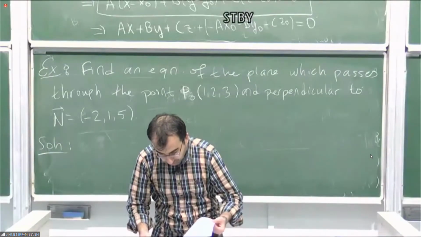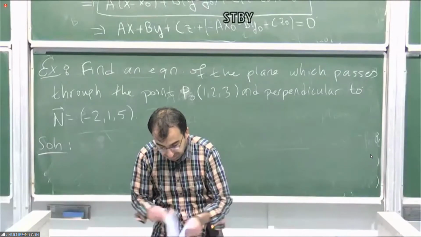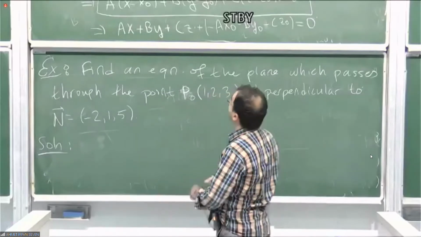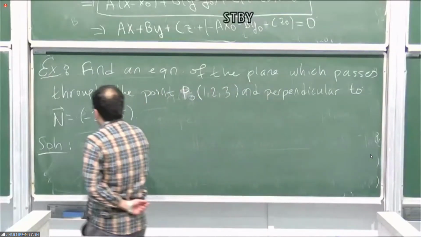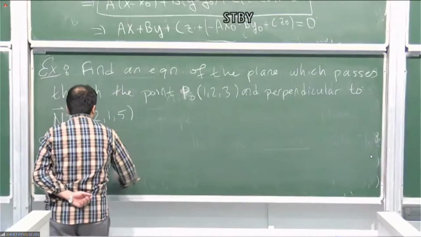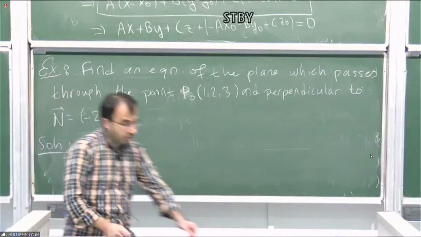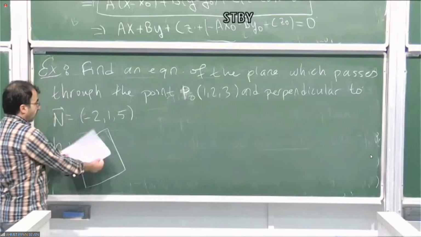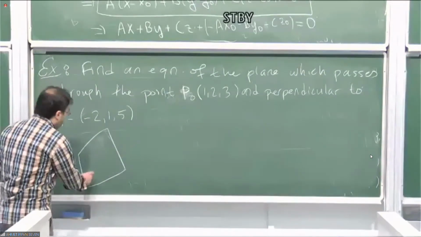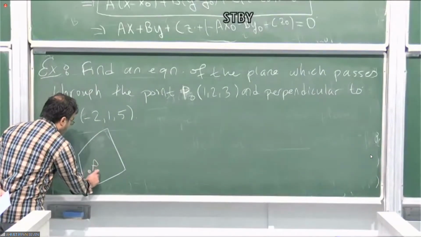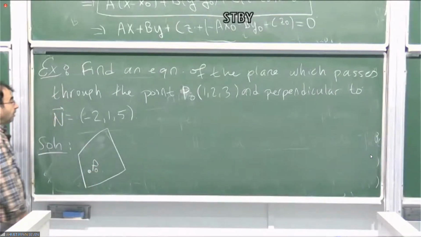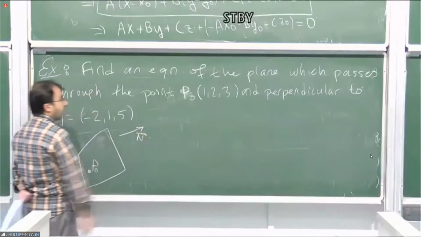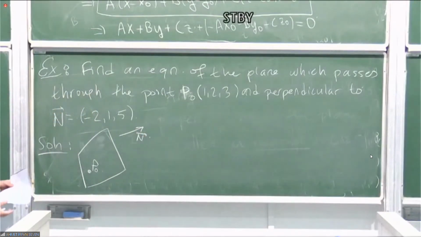We will proceed as we had before. Again, let's draw a picture here. So the plane is something like that, two-dimensional. What do we know about this? It passes through this point P0, and it is perpendicular to this n. So n is the normal vector for us.